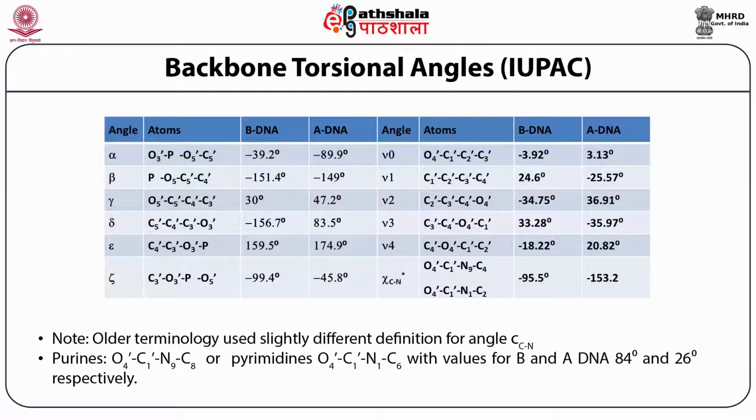Let me tell you that the older terminology for the glycosyl torsional angle, chi-CN, was a little different, so you'll find some papers use that. There, the glycosyl torsional angle was defined as O4'-C1'-N9-C8 in purines, and in pyrimidines O4'-C1'-N1-C6. Their values for B and A DNA were 84 and 26 respectively.